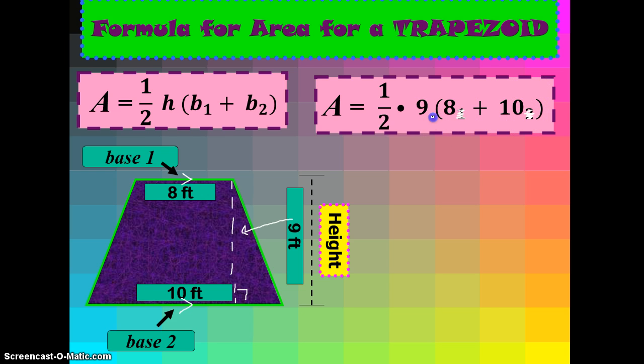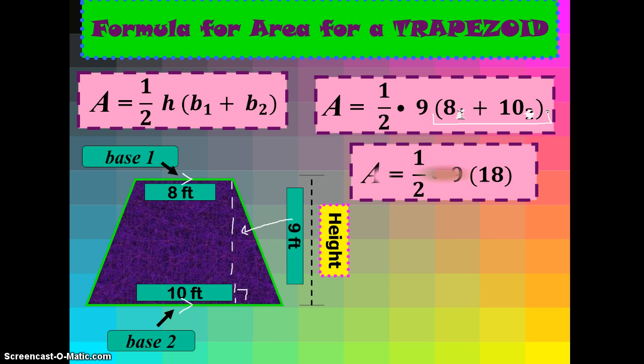Order of operations say, do what's inside of your parentheses first. So we're going to add 8 plus 10, which of course is 18. And in the order from left to right, I've got multiplication here and multiplication here. Let's do it in order from left to right.